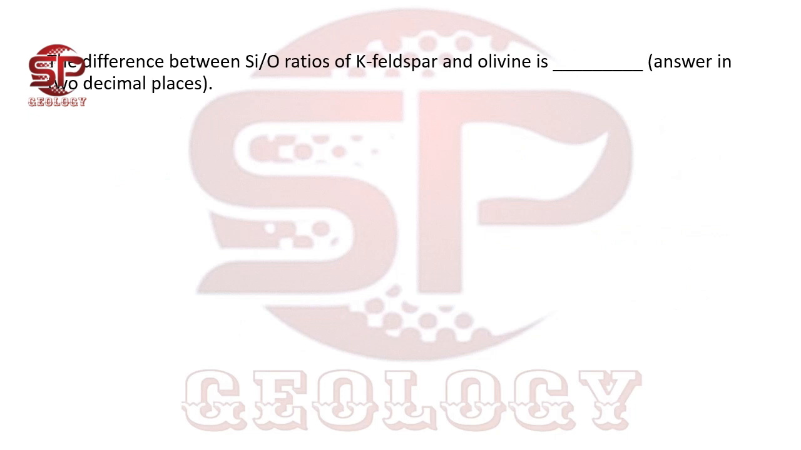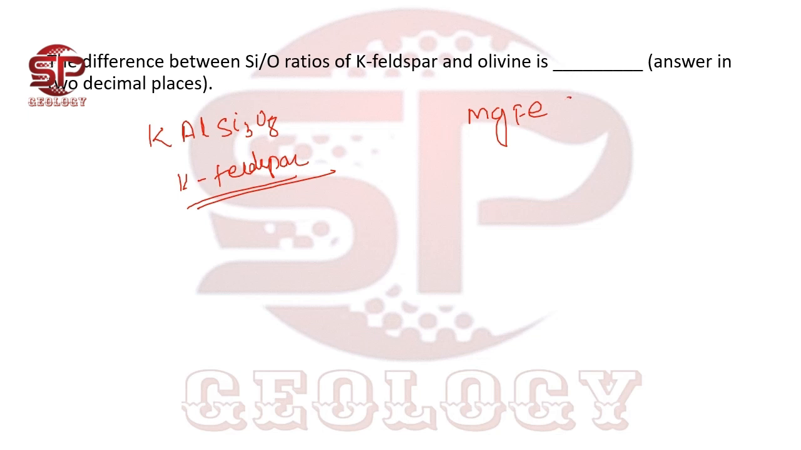Then the difference between Si/O ratio of K feldspar and olivine is. So K feldspar has a formula KAlSi3O8. It is K feldspar, and olivine has a formula, you can take MgFeSiO4. So it is olivine. So here the ratio of Si to O will be 1 by 4, 0.25.